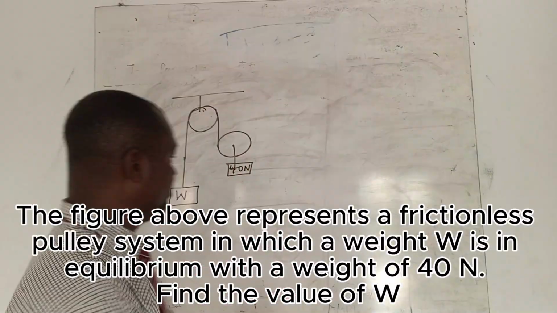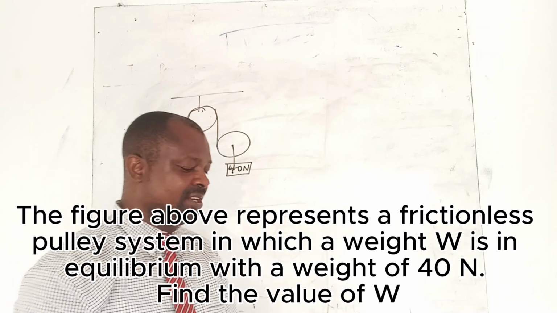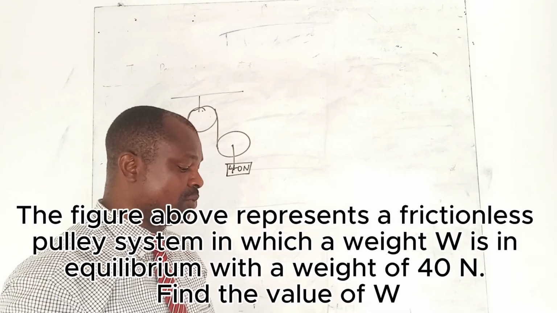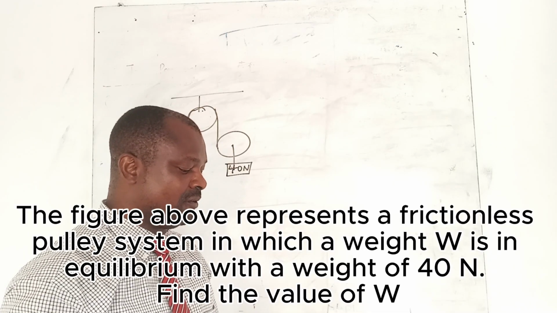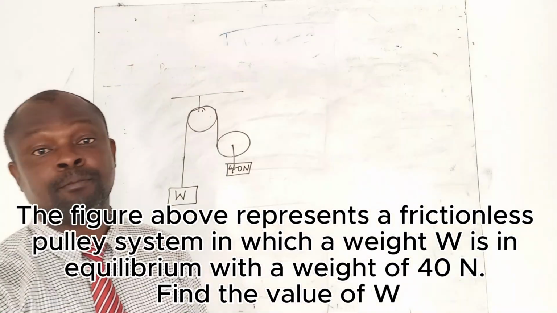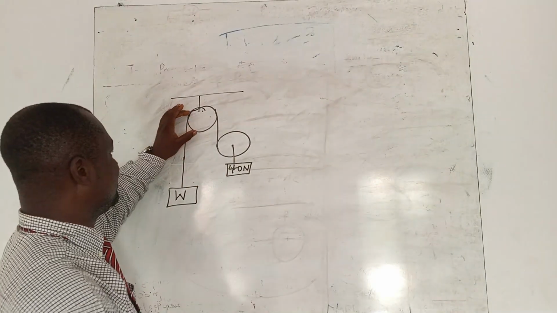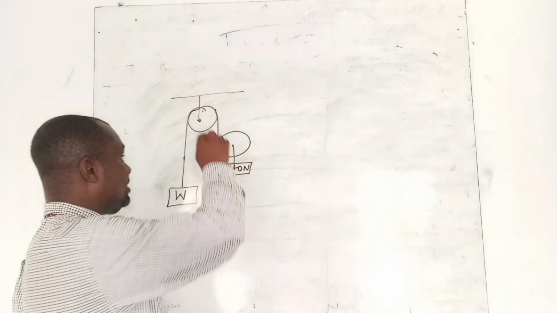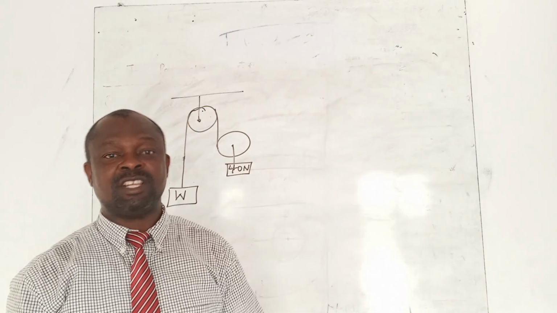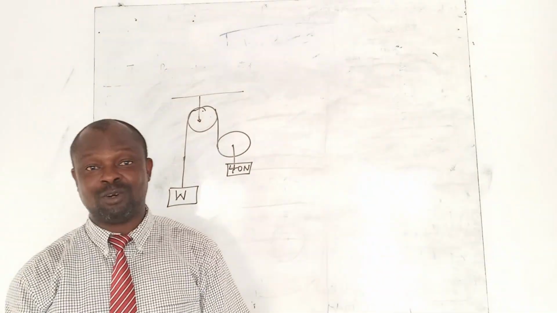The diagram above, this is the diagram here, represents a frictionless pulley system with a weight W in equilibrium with another weight of 40 newtons. Find the value of W. Now, this is a very simple question. The question says that this pulley system is frictionless. Whenever a machine is frictionless, it means there is no friction acting on it. That means the efficiency of the machine is 100%.